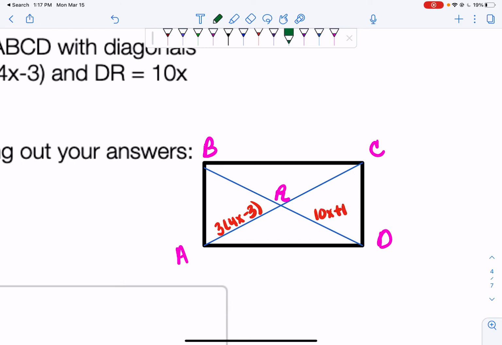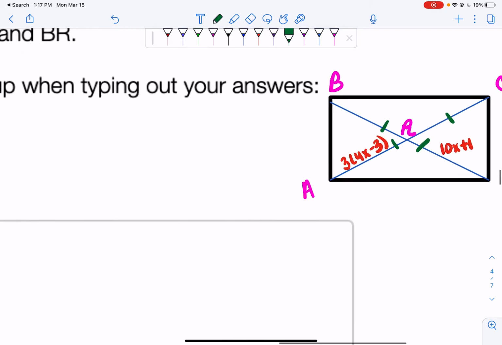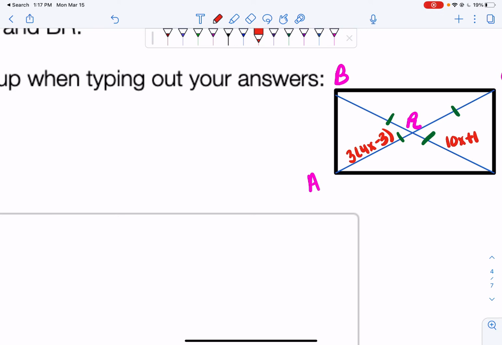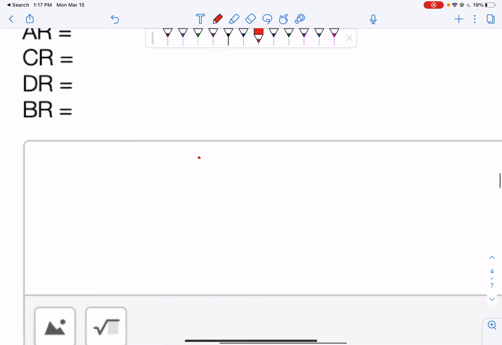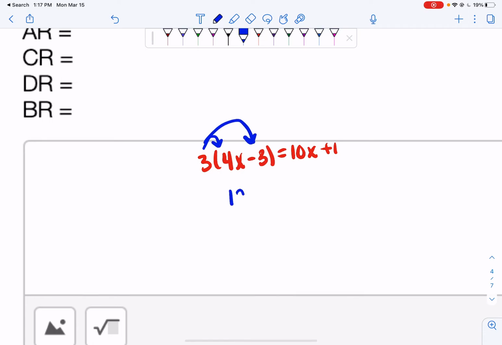Remember, we know that these pieces are congruent to each other. We know that all those diagonals are congruent because the diagonals in a rectangle and a parallelogram bisect each other. So if I want to solve for x, I just have to set those two equal to each other. So I'm going to do 3 times 4x minus 3 equals 10x plus 1. Whenever I have a number on the outside of my parentheses, I got to distribute. So I'm going to distribute the 3 to the 4x and the 3 to the negative 3. 3 times 4x is 12x. 3 times the negative 3 is a minus 9, and that's equal to 10x plus 1.